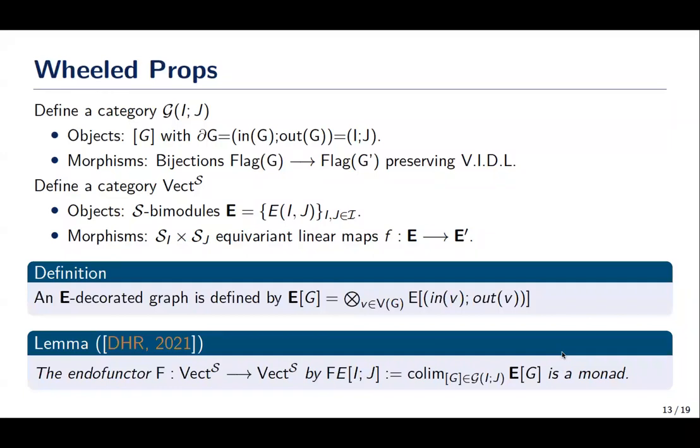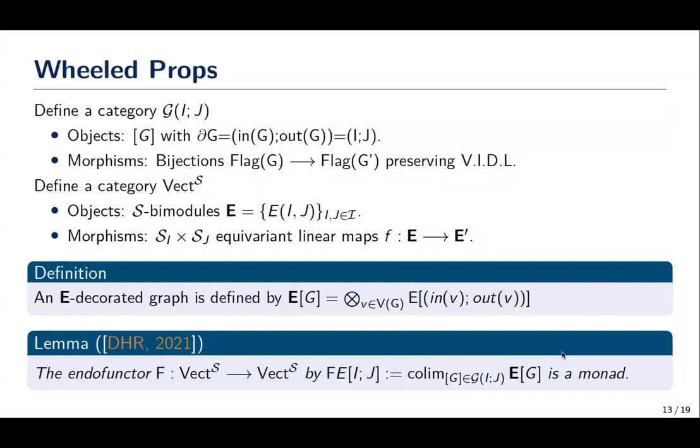Because this graph comes from the category defined above, and because the graphs are indexed by incoming and outgoing edges, so these are in particular INJs in this case, the decoration is simply defined by taking the tensor product over all the vertices. And so, using all these ingredients, we have this lemma that this category of S-bimodules actually forms a monad, sorry, I mean this endofunctor comes with natural transformations and all.